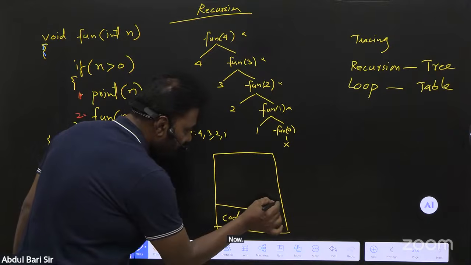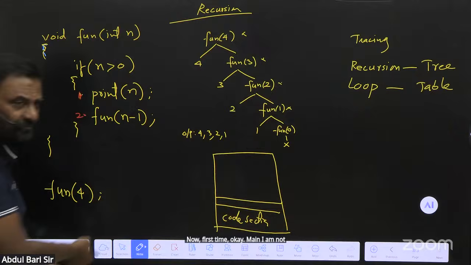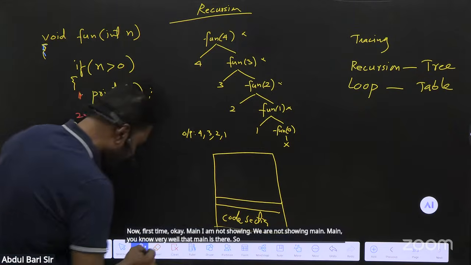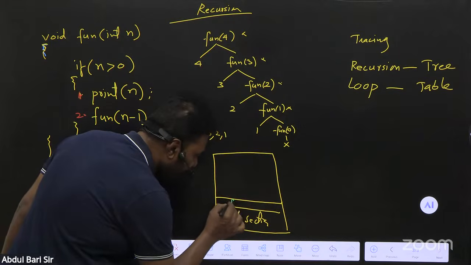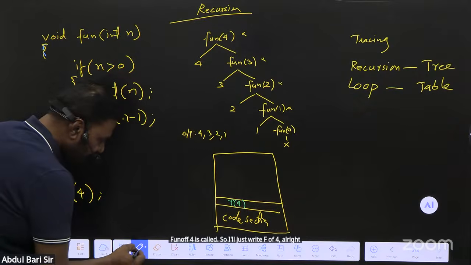Now, first time, main I am not showing. I'm not showing main. You know very well that main is there. So first time, fun of 4 is called. So I'll just write f of 4. All right.